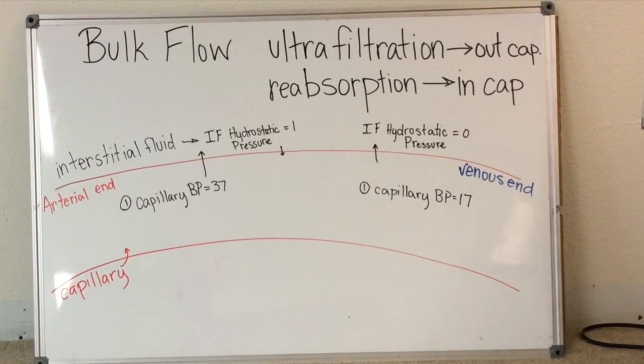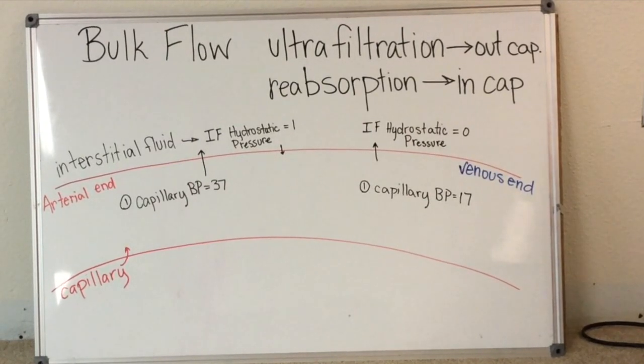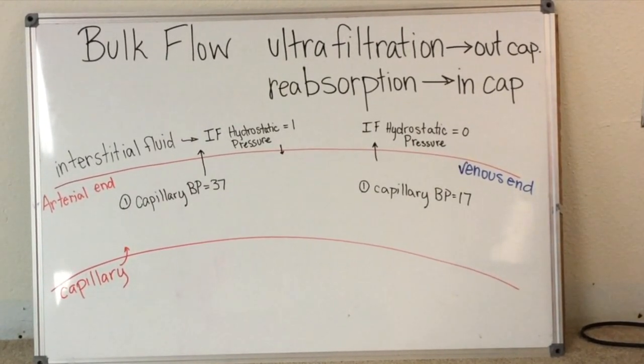Another way that nutrients and molecules are able to move from the capillaries into the interstitial fluid is by bulk flow. Bulk flow is non-selective and allows anything small enough to fit through the pores to move from the capillaries into the interstitial space. If the movement is from the capillaries to the interstitial space, this is called ultrafiltration. The pores are a two-way door. So anything that can move out of the capillaries can also move back into the capillaries.